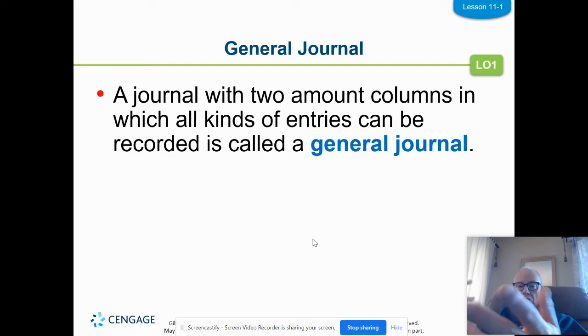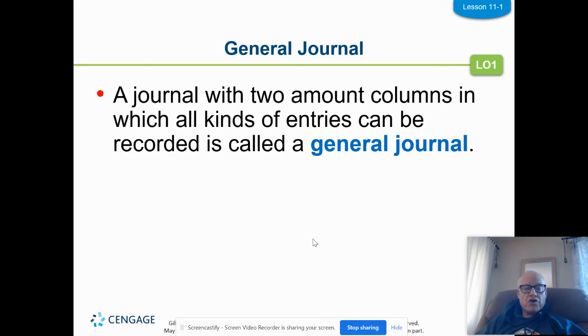Just a reminder, a journal with 2 amount columns in which all kinds of entries can be recorded is called a general journal. Remember, in the special journal, we have special columns. In the general journal, we just have the general debit and the general credit. Now, we've been talking about the purchases journal and the cash payments journal, but what happens if we buy not purchases or merchandise? What if we buy something like supplies on account? Supplies on account, like office supplies. What journal would we put that into?